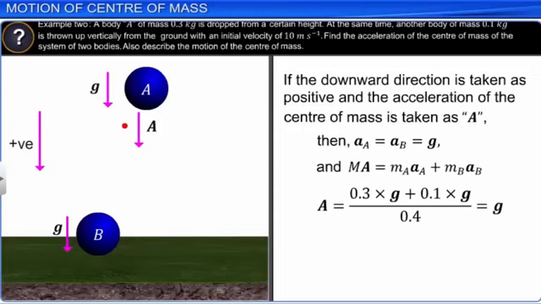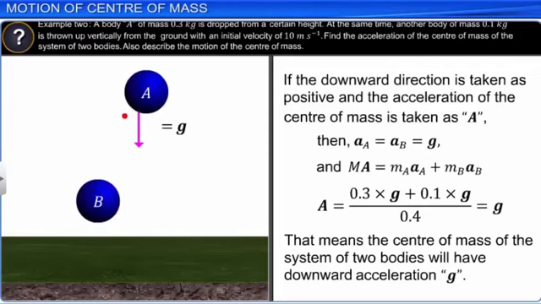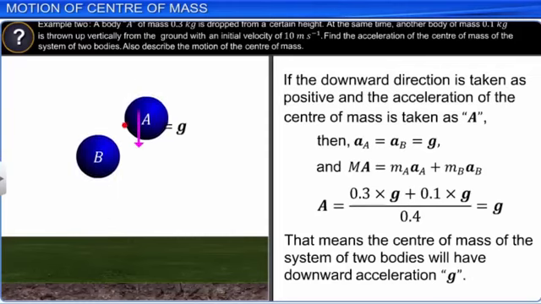That means the center of mass of the system of two bodies will have downward acceleration g. Since the center of mass has initial velocity in the upward direction and acceleration in the downward direction, it initially moves up with decreasing velocity and reaches a maximum height and then starts moving down.